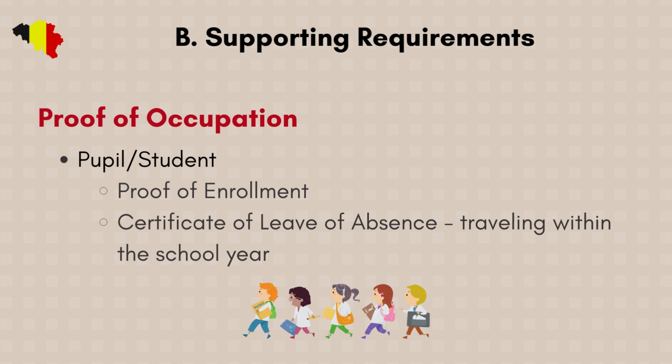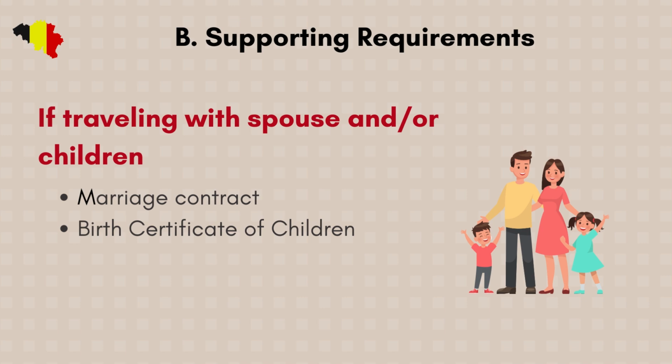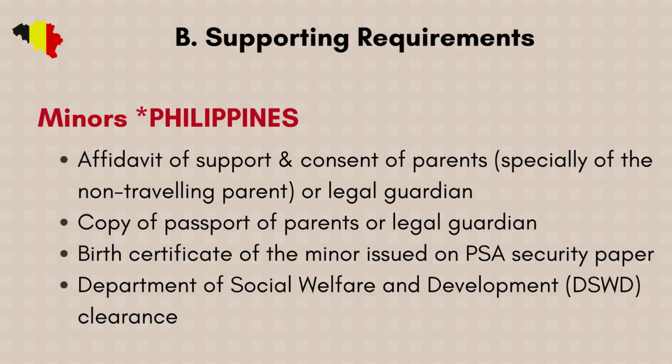Next, for pupils and students, proof of enrollment, and of course, if they will be traveling within the school year, a certificate of leave of absence from their school register. If you will be traveling with your children or with your spouse, then the birth certificate of your children and your marriage certificate. For minors in the Philippines, they would need an affidavit of support and consent of the parents or the legal guardian, a copy of the passport of the parents or the legal guardian, the birth certificate of the minor, and then, if the minor is traveling alone, a DSWD clearance. So please do take note of that if the minor will be traveling alone.